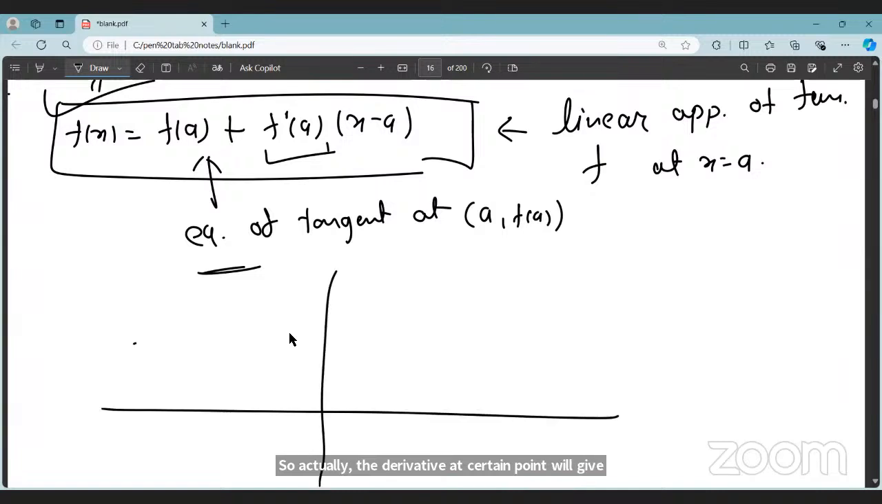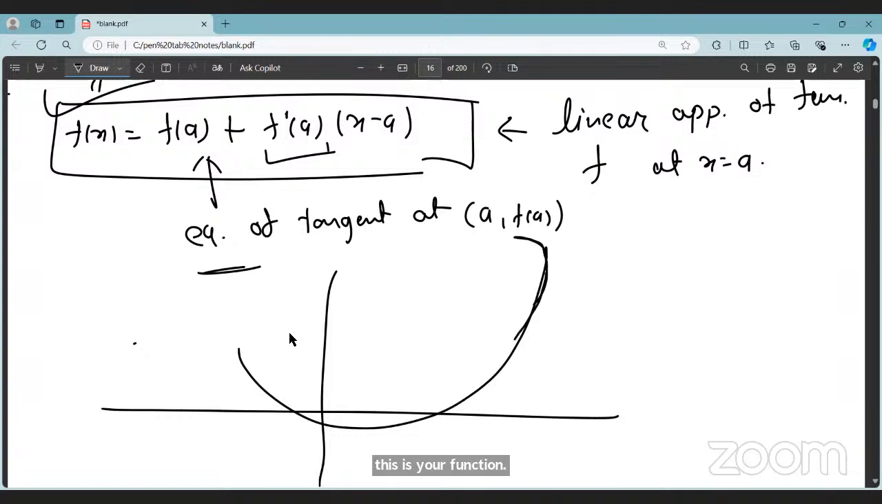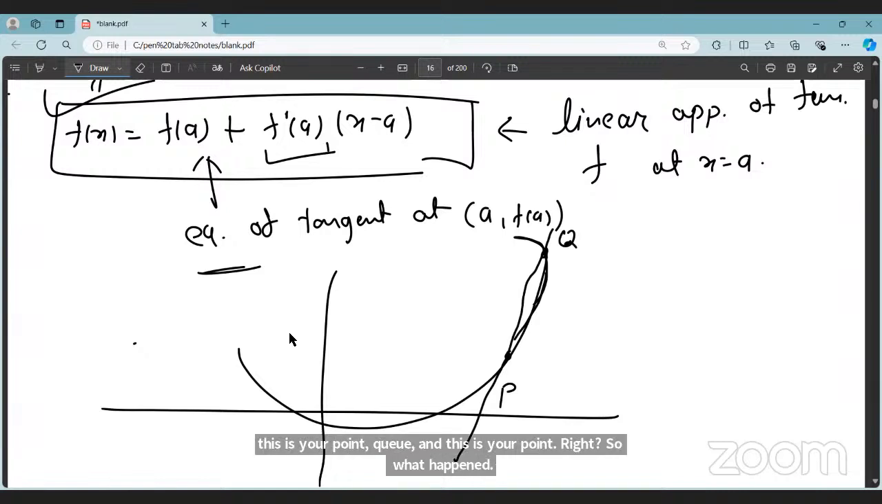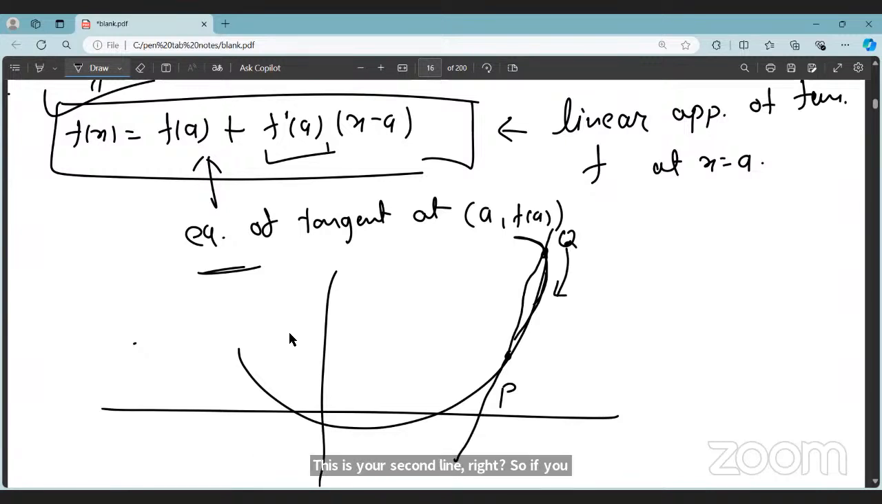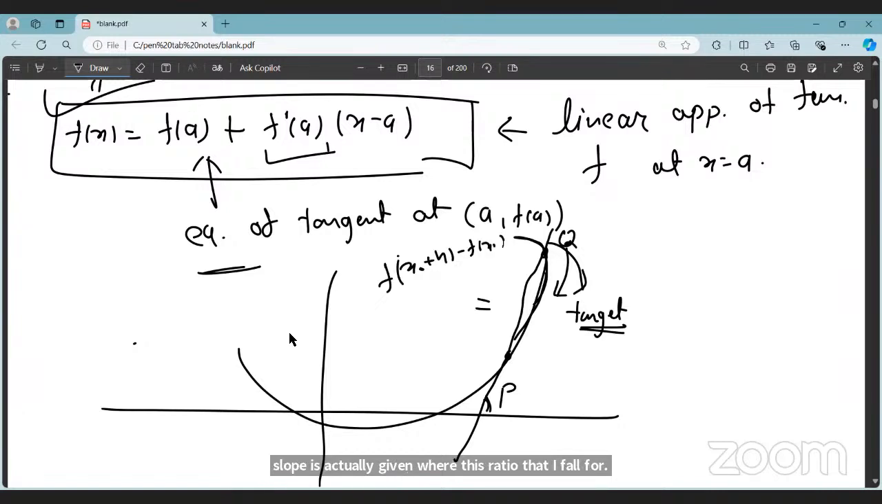For example, suppose this is your function, and this is your point Q, and this is your point P. This is your secant line. If you approach towards the point P, this secant line will become your tangent. This observation, I think you already heard. The slope is given by the ratio f of x naught plus h minus f of x naught, by h. This will be the ratio for this secant line.